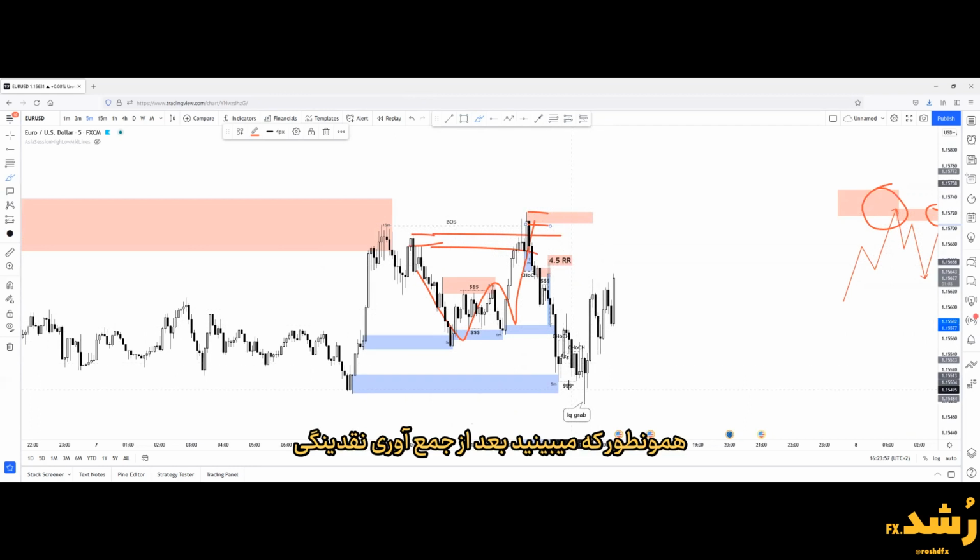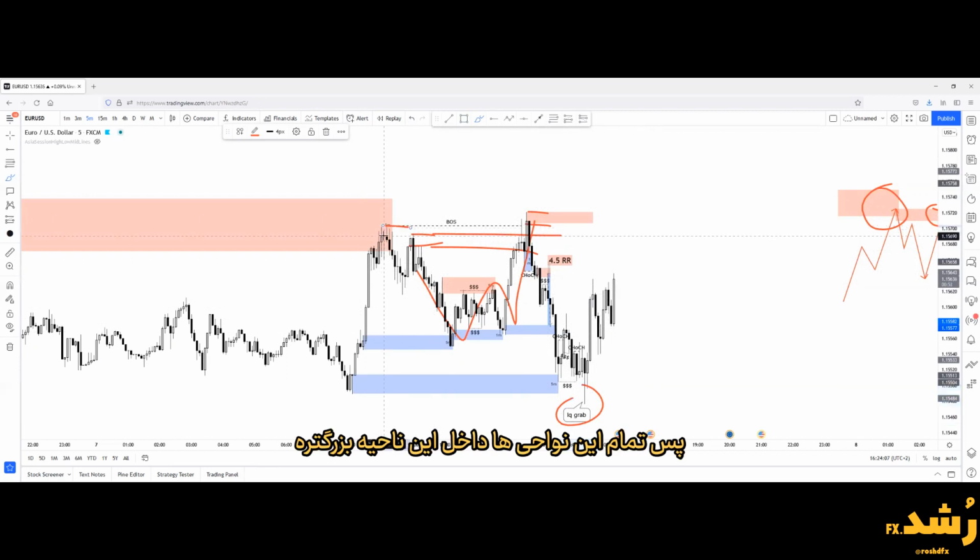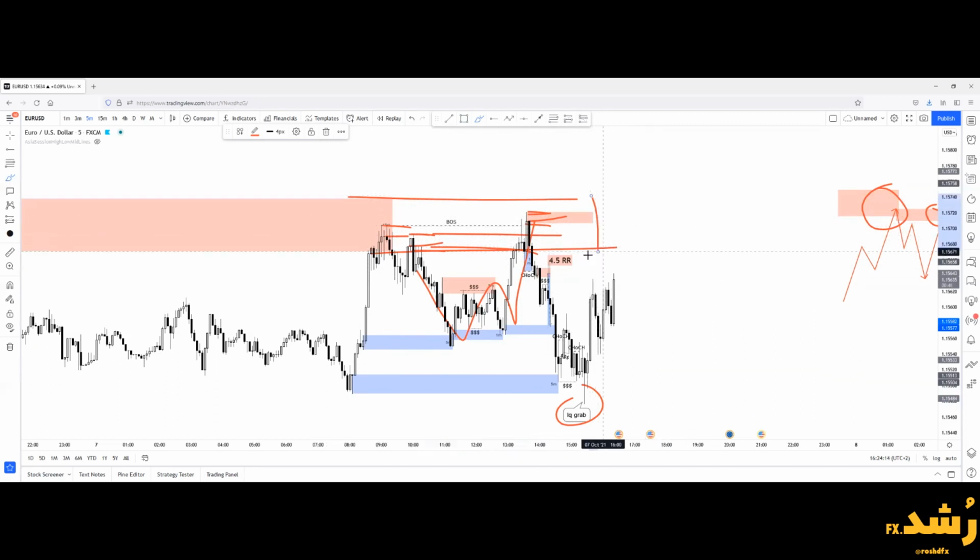As you can see, after the liquidity thread that I talked through in the previous video, we are in a bull trend. So all of these zones, this one, and this one, are inside of this big zone, right? So yeah, that's all.